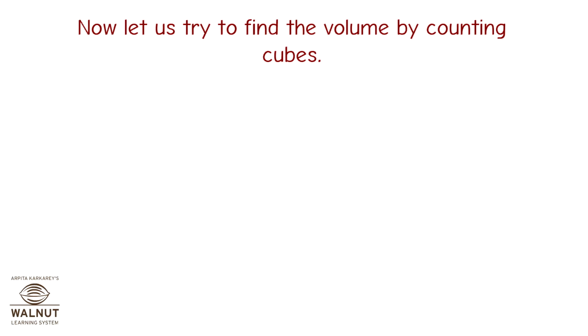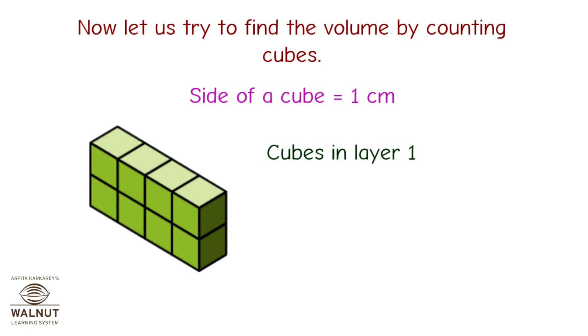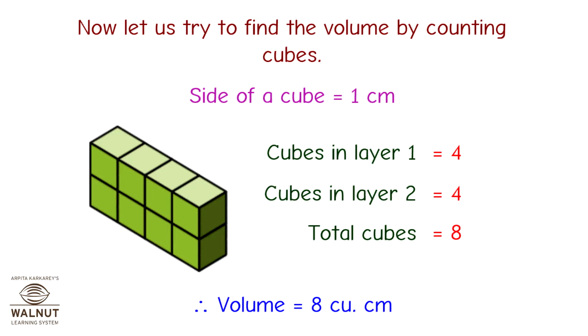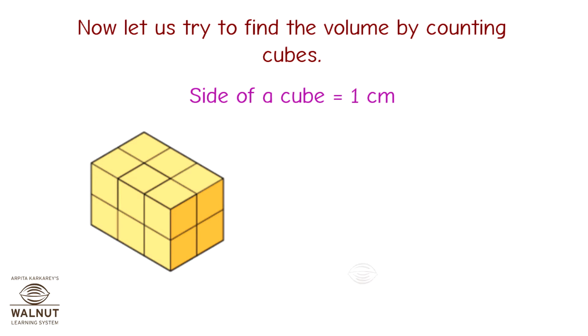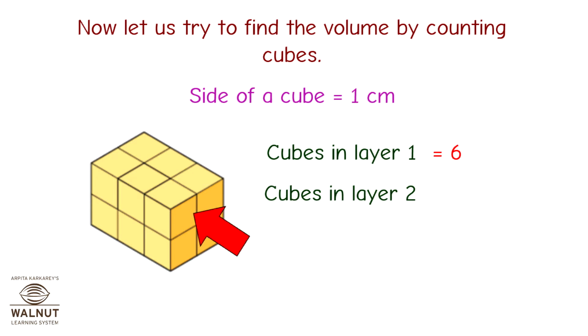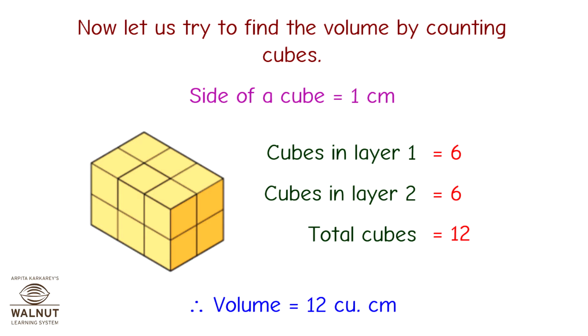Now, let us try to find the volume by counting cubes. Side of a cube is equal to 1 centimeter. Cubes in layer 1, 4. Cubes in layer 2, 4. Total cubes, 8. Therefore, volume is equal to 8 cubic centimeters. Side of a cube is equal to 1 centimeter. Cubes in layer 1, 6. Cubes in layer 2, 6. Total cubes, 12. Therefore, volume is equal to 12 cubic centimeters.